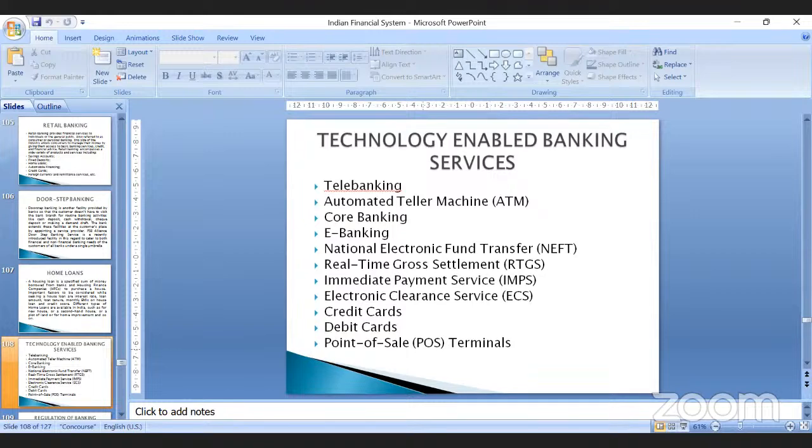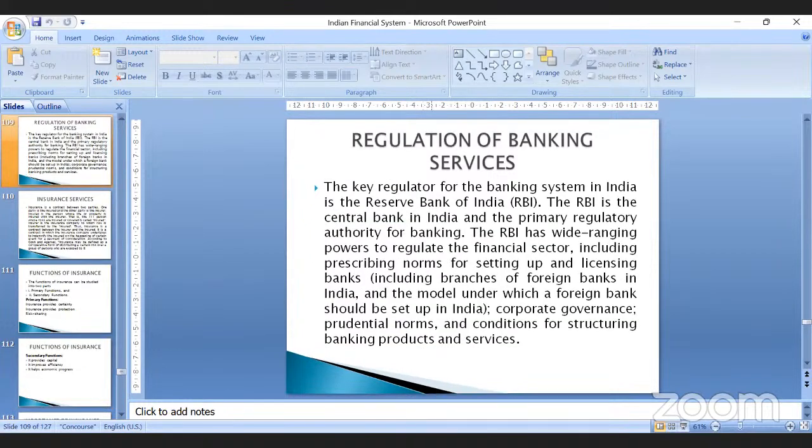Now, when it comes to who regulates the banking system in India, whenever we are talking about the regulation of banking services in India, the central bank, the Reserve Bank of India, is the primary regulator of banking activities or banking transactions. The Reserve Bank of India has a wide range of powers to regulate the Indian financial sector, and especially the banks, whether public sector banks, private sector banks, or foreign banks. Every bank is working under the close supervision of the Reserve Bank of India. Now, the Reserve Bank of India issues timely guidelines.